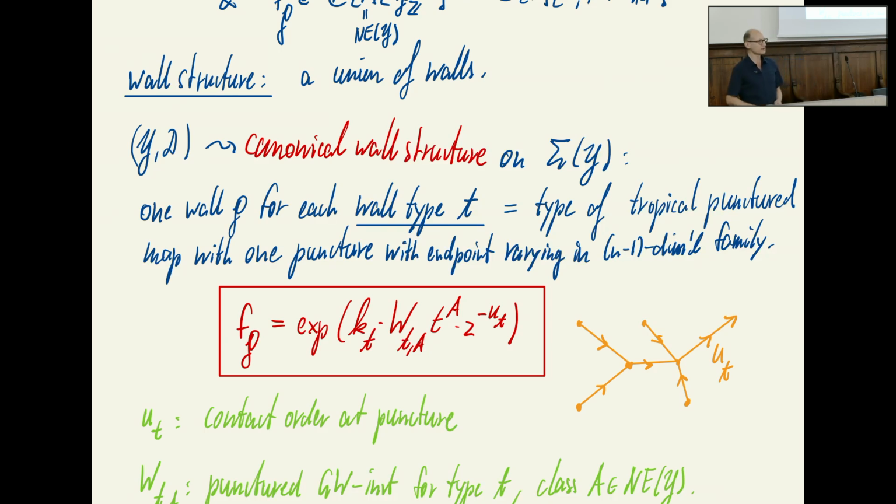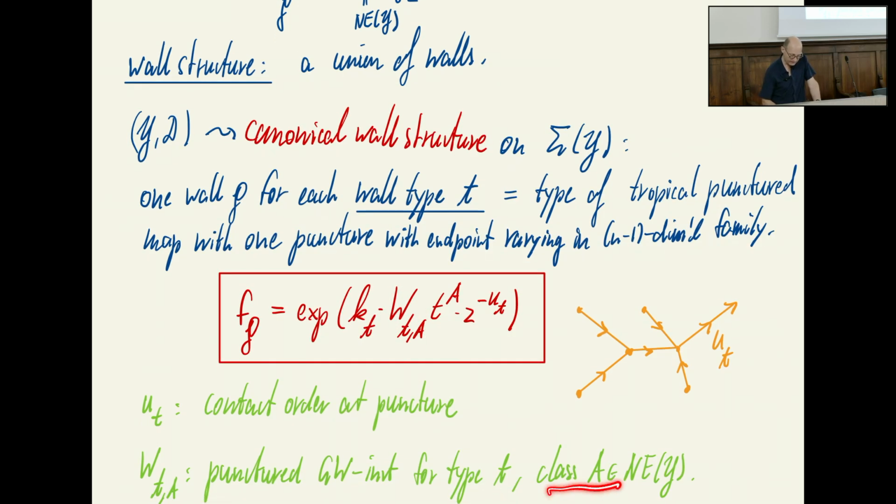Then you can imagine that there are situations where this endpoint, when you look at the tropical moduli space, varies in an n-1 dimensional family. We call these things wall types. Okay, the type of a punctured tropical curve where this varies in an n-1 dimensional family is a wall type. So for each wall type, you get punctured Gromov-Witten invariants for each curve class, that we write W_T, like wall type punctured Gromov-Witten invariants.